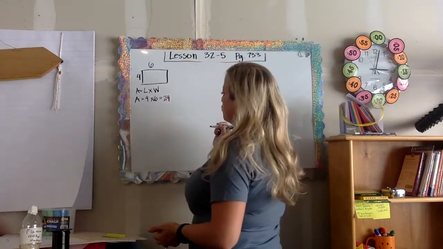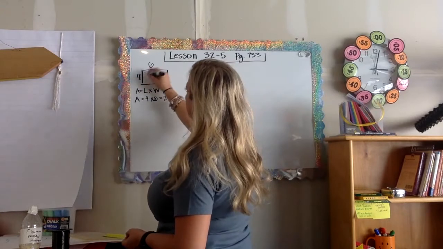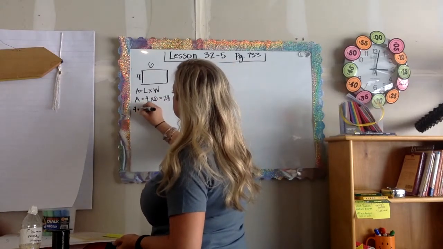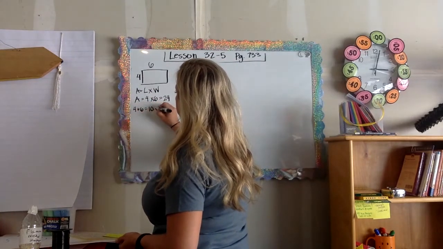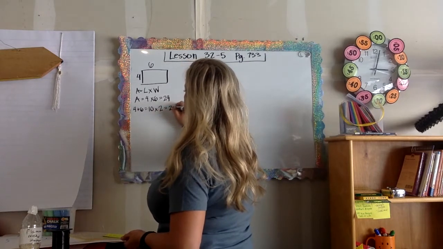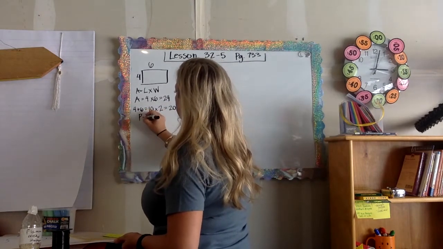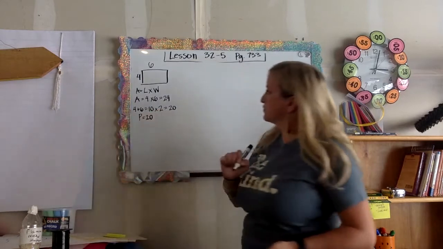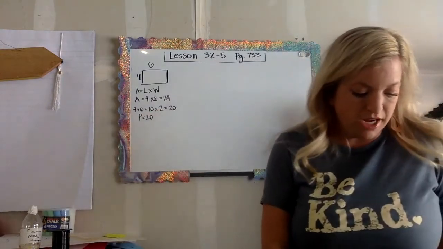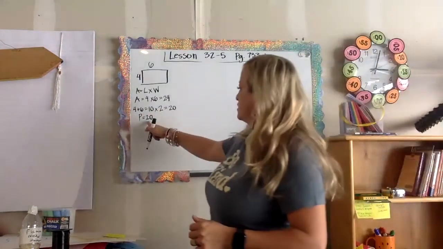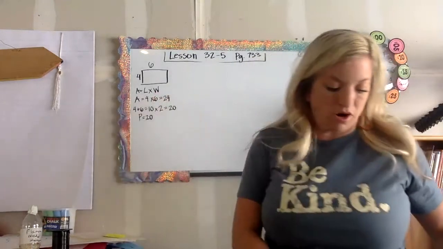The area is 24. The perimeter is 4 plus 6, which is 10, times 2 is 20. So I know my perimeter is 20. On the line for perimeter, you'd write 20, and for area, you'd write 24.